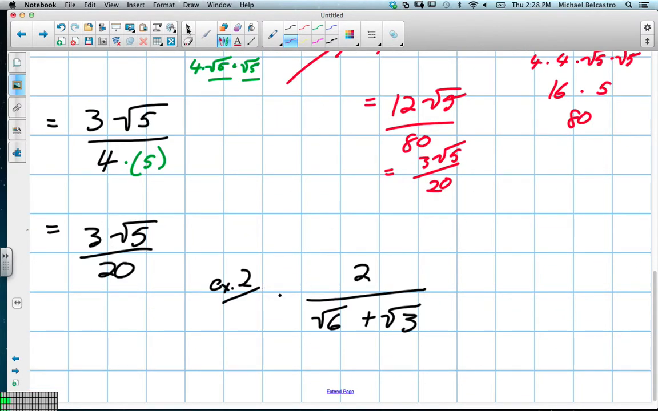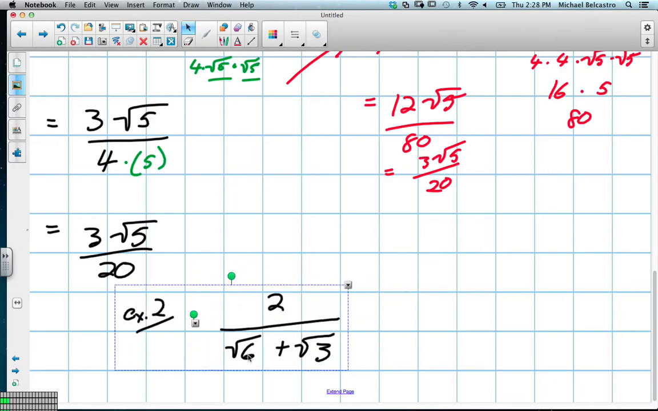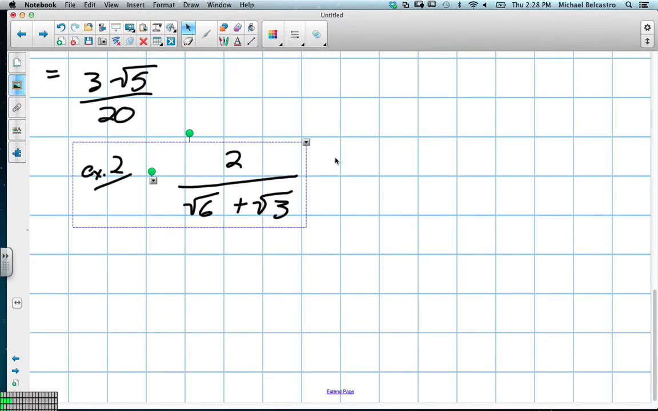So when we're going through these, let's bring this over. We want to rationalize our denominator here.